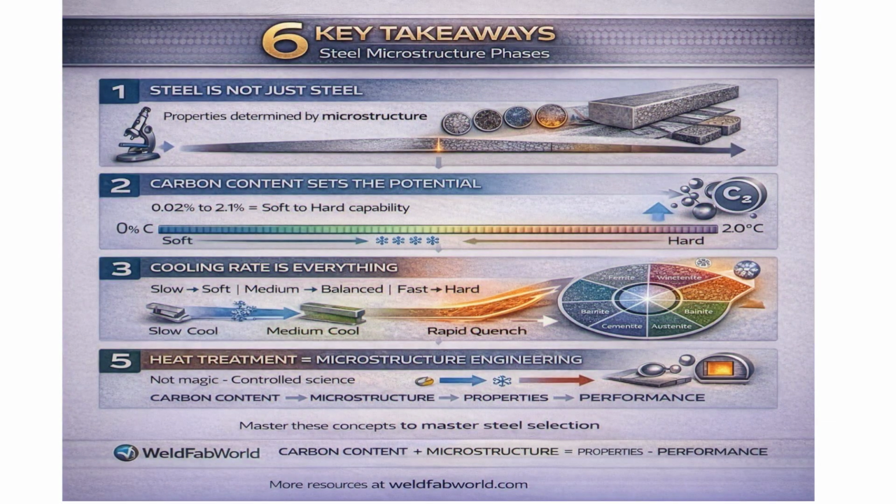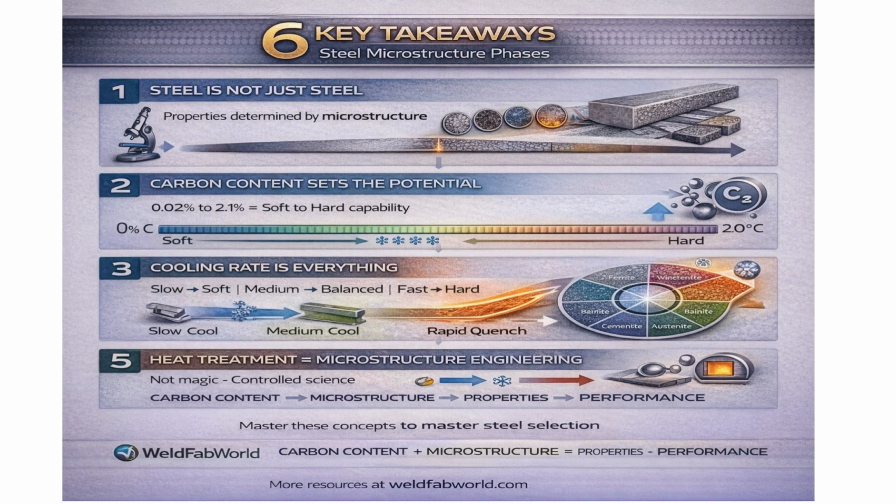Let's wrap this up with the key takeaways. First, steel is not just steel. Its properties are determined by microstructure at the atomic level. Second, carbon content is the primary variable. More carbon means more potential for hardness, but only if you heat treat it correctly. Third, cooling rate is everything. Slow cooling gives you soft phases like ferrite and pearlite. Controlled cooling gives you bainite. Rapid quenching gives you martensite.